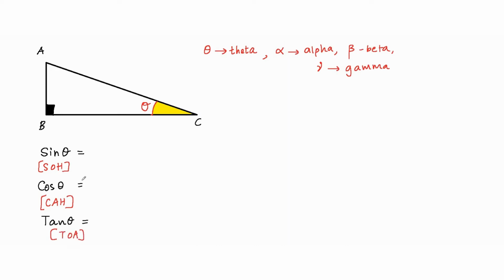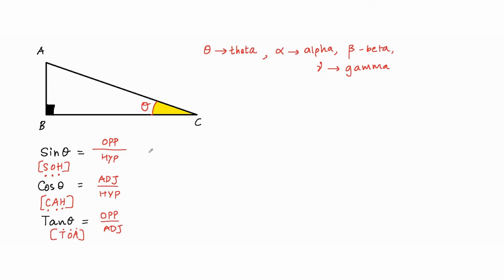So sine is represented by opposite upon hypotenuse. So it is the ratio of the opposite side to the hypotenuse. Cos is the ratio of adjacent side to the hypotenuse. Tan is the ratio of opposite to adjacent, right? And that is how these short forms have come up, saw, ka and toa. Sine is opposite by hypotenuse, cos is adjacent by hypotenuse, and tan is opposite by adjacent. So this is how we have come up with these different ratios.